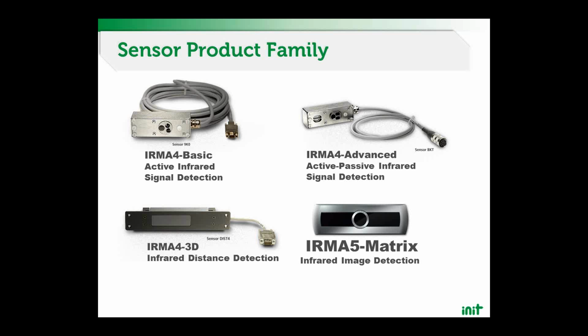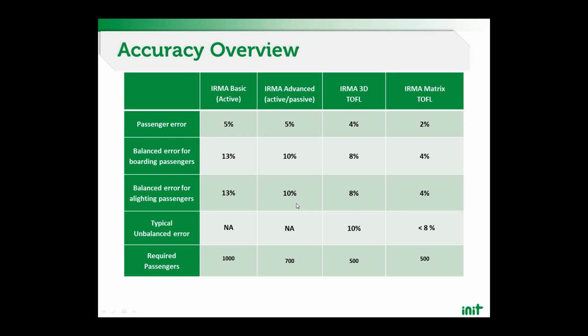These two are the same technology type. It's like time of flight technology. The one has like 4 pixels and the other one has 500 pixels in order to have better accuracy. Here's an overview of the accuracy the different sensor types deliver. We have the IRMA Basic with passenger error 5%, passenger active passive 5%, and the smarter the technology gets, the more accurate the system will get as well.